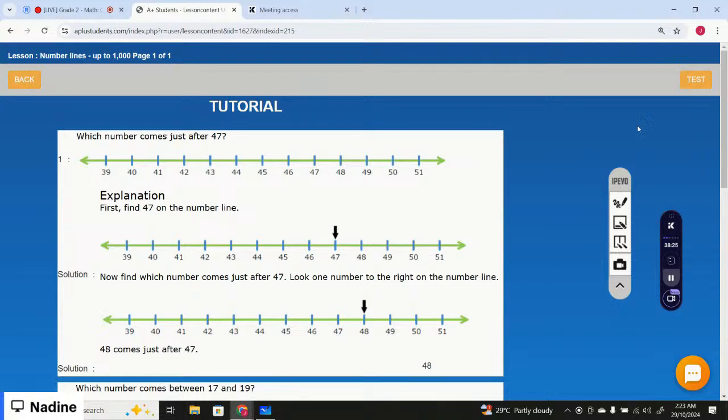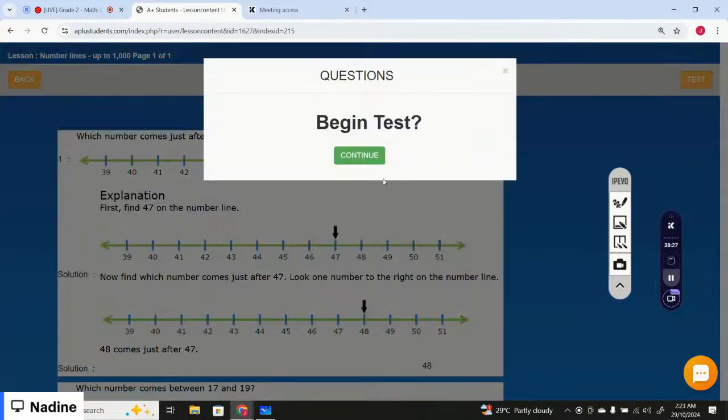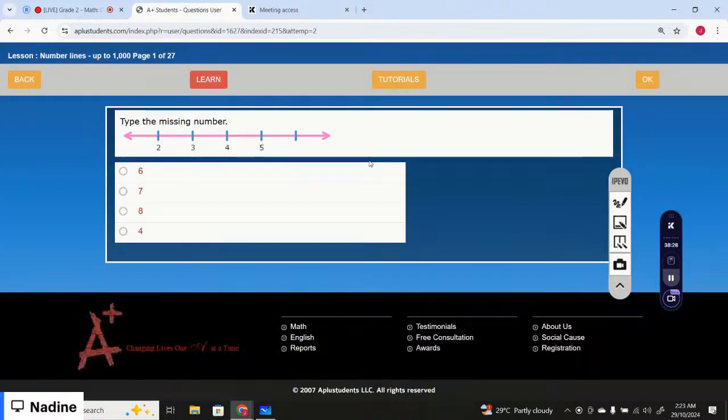Let's just start with the test questions. Type the missing number. So which is the number right next to 5?